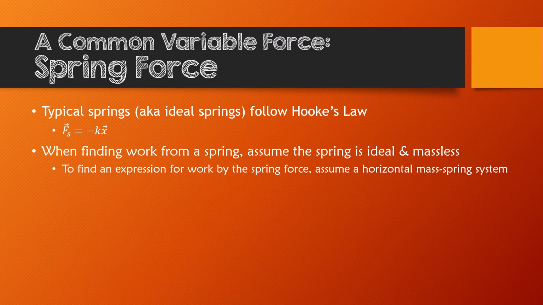So to find an expression for the work, we're going to assume we have a horizontal mass spring system. The reason for assuming horizontal rather than vertical or at an angle is that a horizontal mass spring system will only have the spring force affecting our system, and we won't have to think about gravitational force and any gravitational potential energy or anything like that.